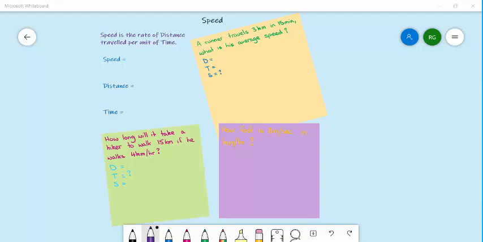Gard's maths class. Today we're going to be looking at speed and how to work out the speed of something. Now, speed is the rate of distance travelled per unit of time. So commonly we will refer to speed as kilometres per hour if we're thinking about running or driving a car. But speed doesn't have to be in kilometres per hour.